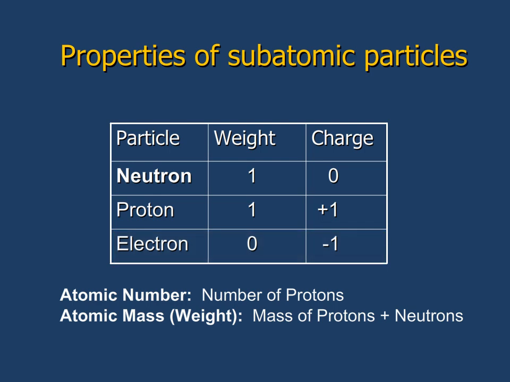Now that we've learned about the 3 subatomic particles, there are 2 different numbers that are going to be very important in learning the periodic table. The first of these is called the atomic number, and the atomic number is essentially the number of protons in an atom. For example, carbon has an atomic number of 6, which indicates it has 6 protons. The second number is the atomic mass, sometimes called the atomic weight, and this is simply the mass of the protons plus the mass of the neutrons. And so the atomic mass basically tells you the weight or mass of a single atom of that element.